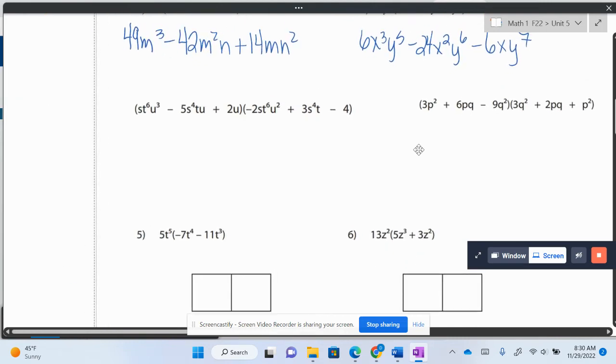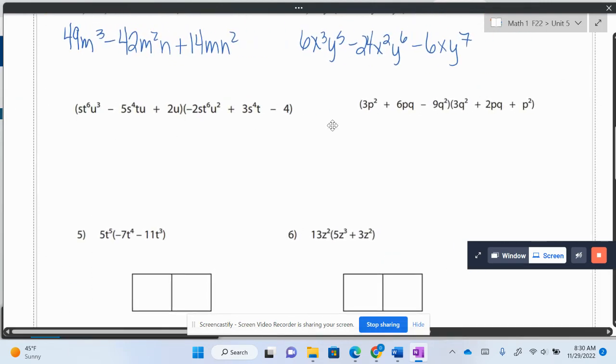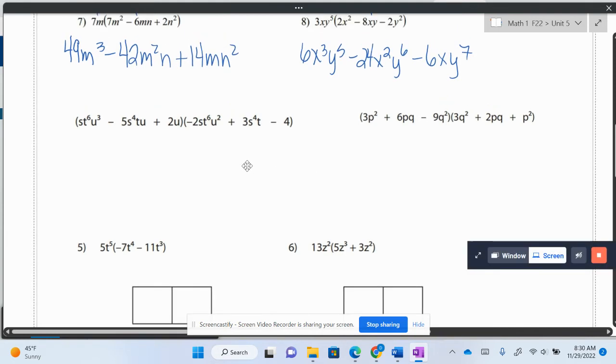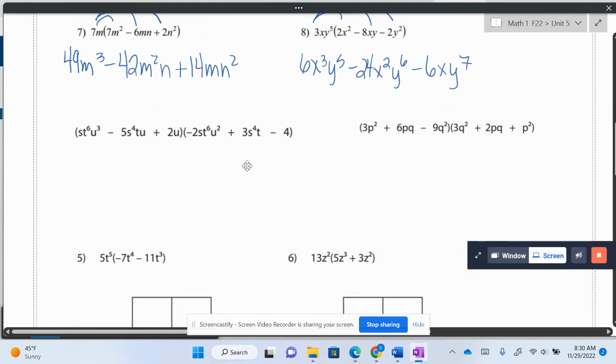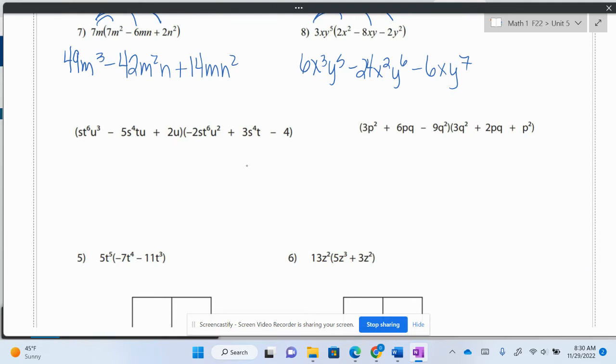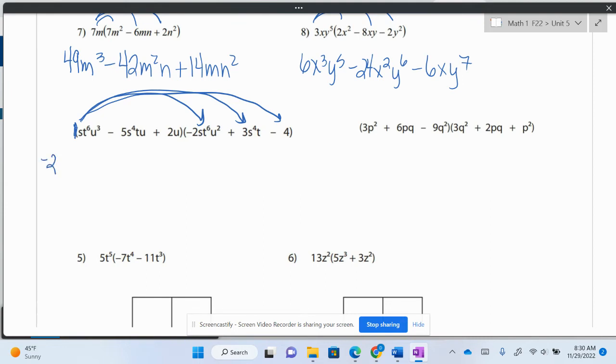We're going to do one of these two. Which one do you want to do? Let's do the first one. Okay. So I have st to the 6 u cubed. I'm going to multiply that by each term in the second parenthesis. So there's no constant here, so I'm just going to draw number 1 in front of it. So 1 times -2 is -2.